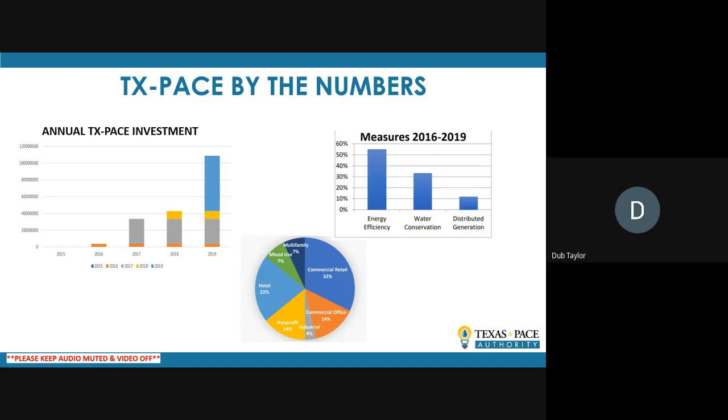And most of the projects that have been funded are energy efficiency measures, a fair number of water conservation, and then also distributed generation projects. The breakout, as you see in the pie chart, most of the projects have been in the commercial and retail space, some in hotels quite a bit, some nonprofit, commercial office, industrial only a fraction, and we think that's a big untapped opportunity that we're going to be working on with the industrial energy consumers here in the next 6 to 12 months to put some things together there.